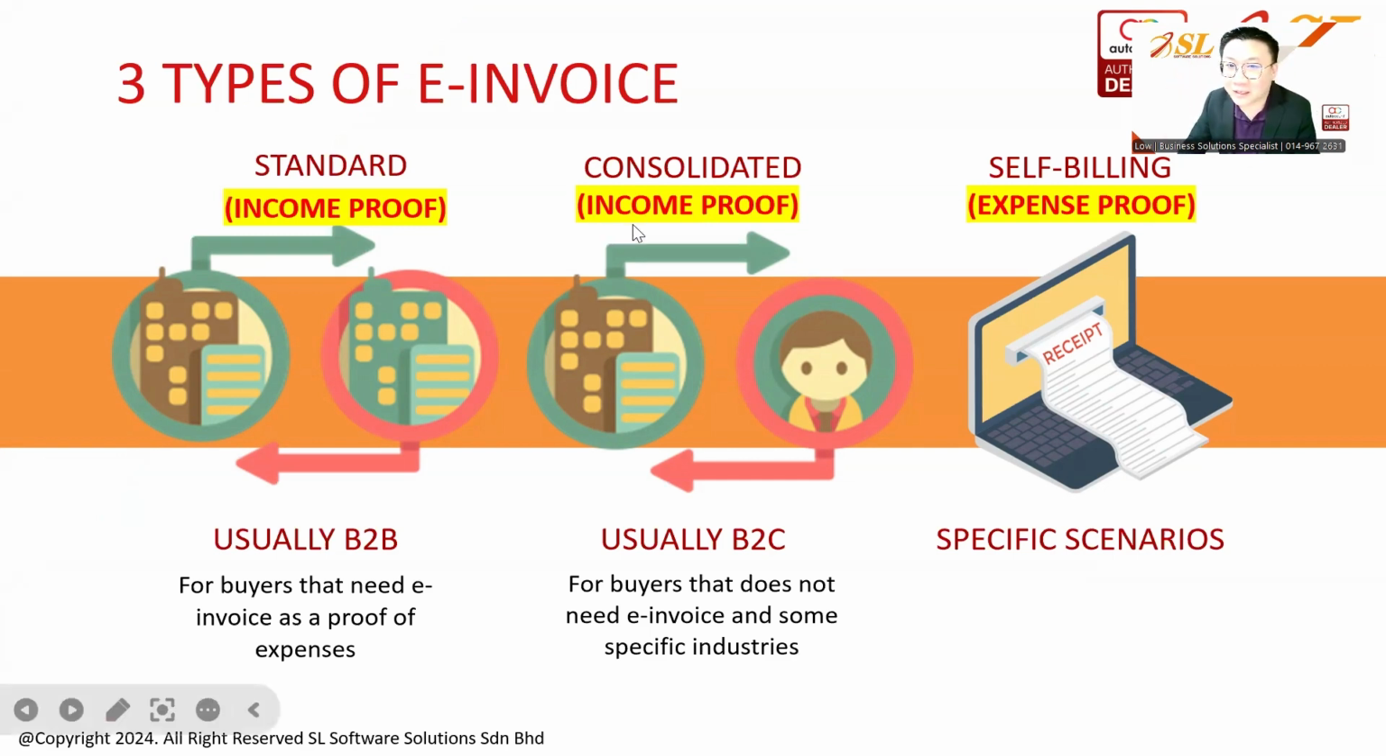So the second way to prove our income is consolidated e-invoice. What is consolidated e-invoice? This one is usually for customers who don't want an invoice. Mostly it is B2C business. Okay, mostly doesn't mean 100%. There are still some B2B, B2G customers that don't want an invoice. We still consider that as a consolidated invoice.